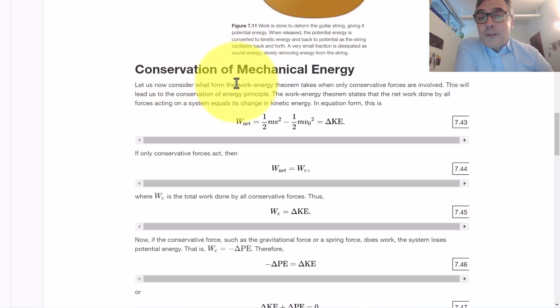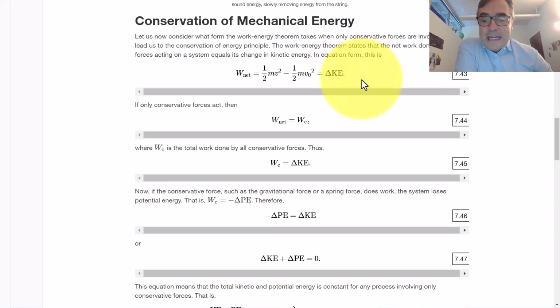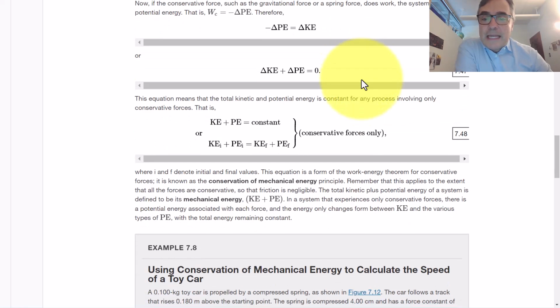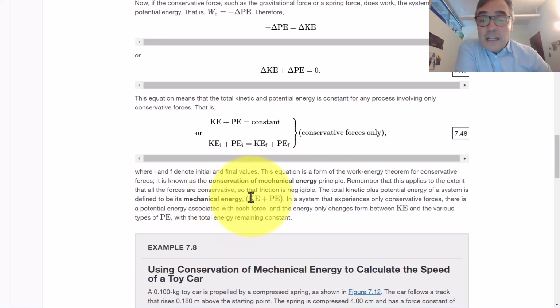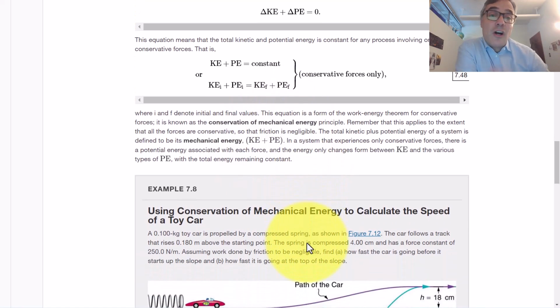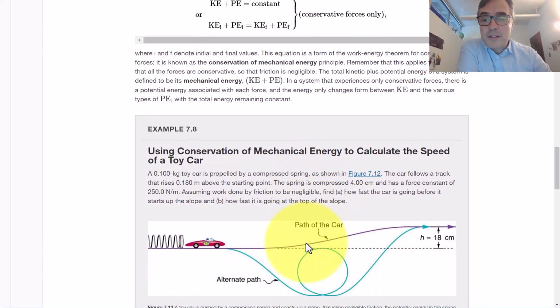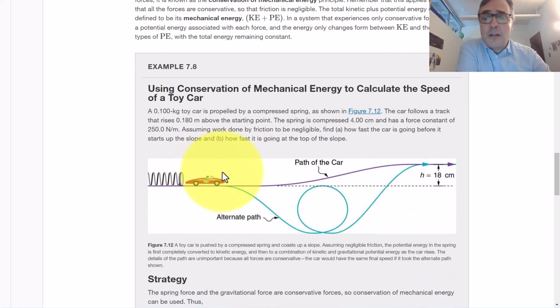And what's really useful is this conservation of what's called mechanical energy. So we define mechanical energy as equal to kinetic energy plus potential energy. And it turns out that mechanical energy is constant over various processes, so you can use that to solve problems.